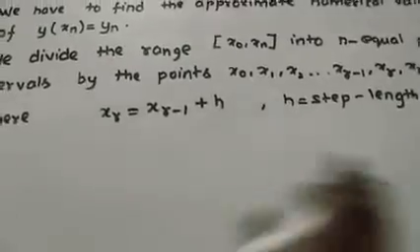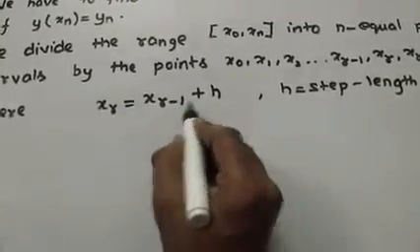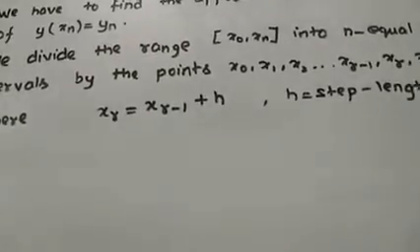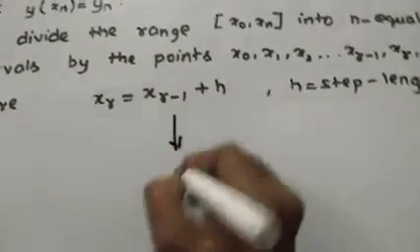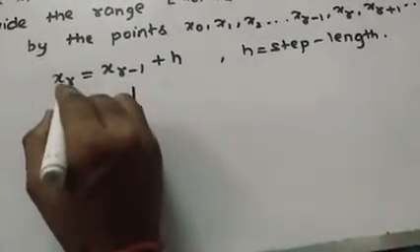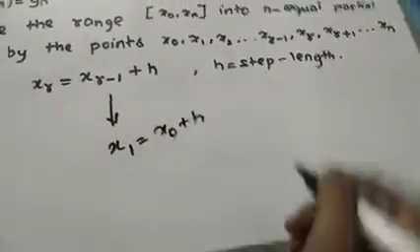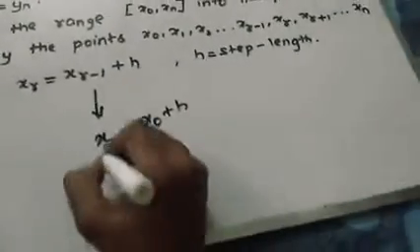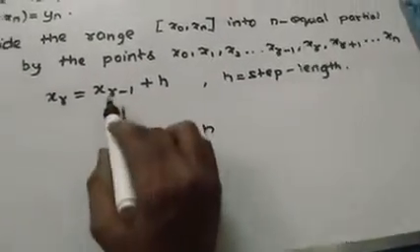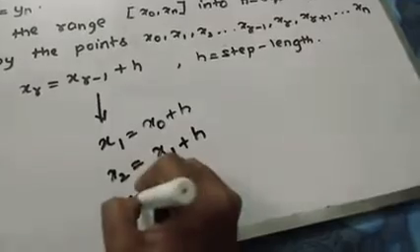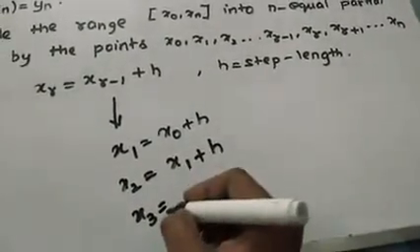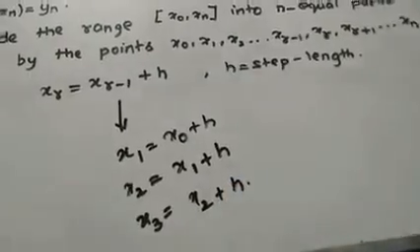Okay, now the most important thing, this relation is used multiple times. What this says: xr equals xr minus 1 plus h, where r varies from 1, 2, and so on. That means this relation is defined as follows. If I put r equals 1, it gives x1 equals x0 plus h, since 1 minus 1 is 0. If I put r equals 2, then x2 is x1 plus h, since 2 minus 1 is 1. If we put r equals 3, then x3 is x2 plus h. So this is the formula.